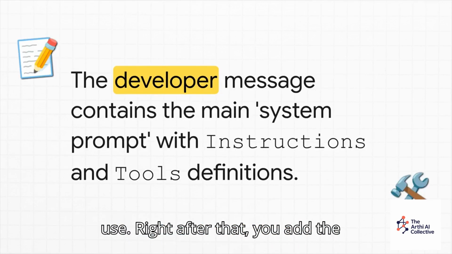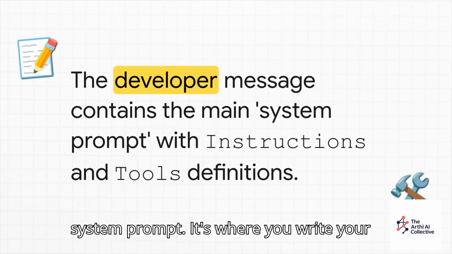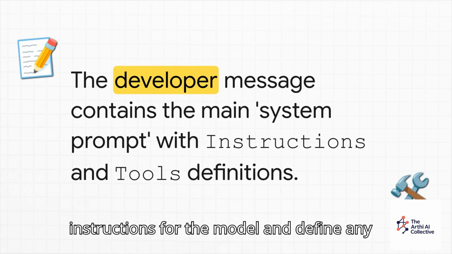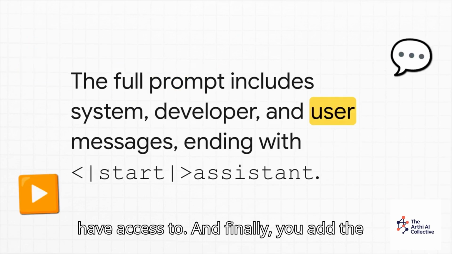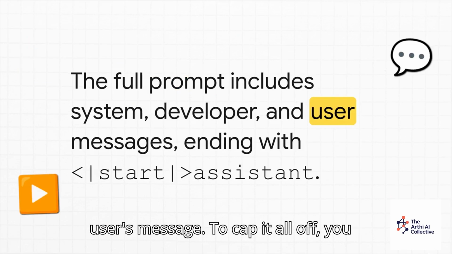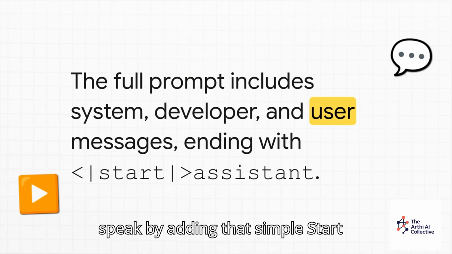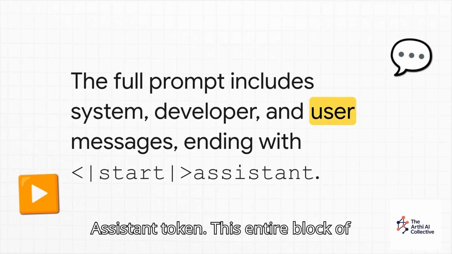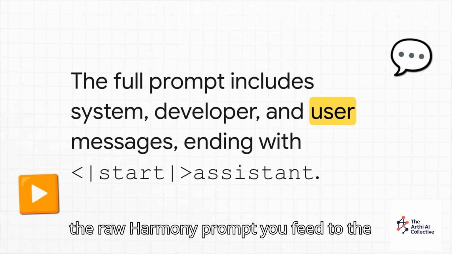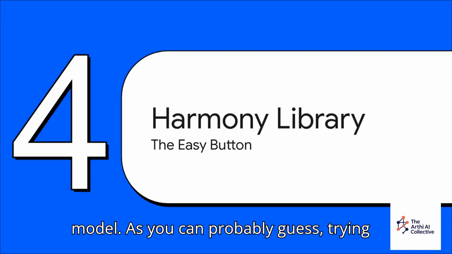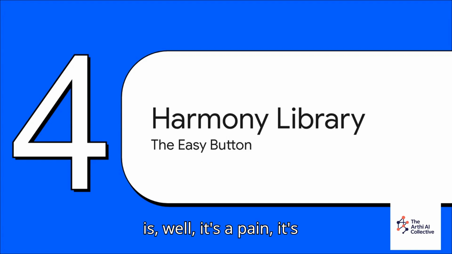Right after that, you add the developer message. Now, this is where you put what you probably think of as the system prompt. It's where you write your instructions for the model and define any of the function tools that you want it to have access to. And finally, you add the user's message. To cap it all off, you signal that it's the model's turn to speak by adding that simple Start Assistant token. This entire block of text, with all these pieces together, is the raw Harmony prompt you feed to the model. As you can probably guess, trying to build that whole raw format by hand is, well, it's a pain.